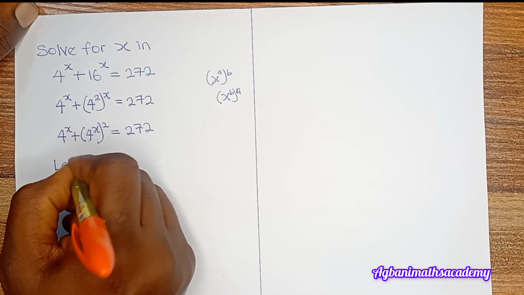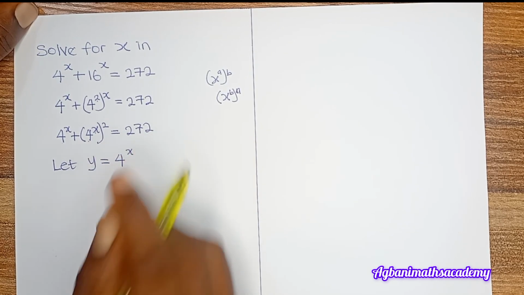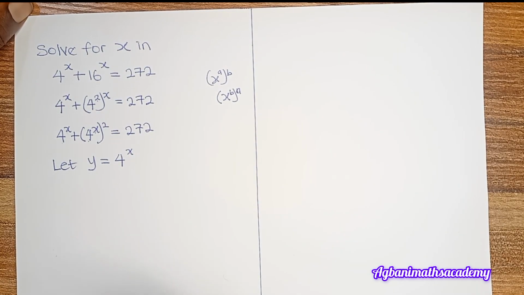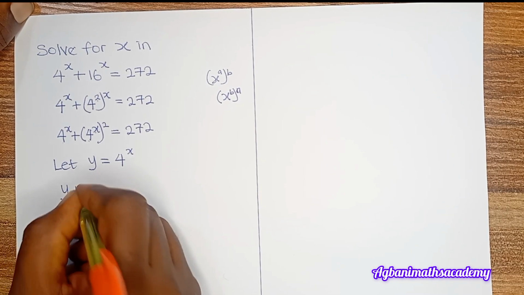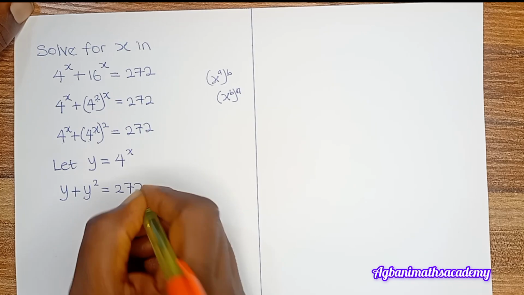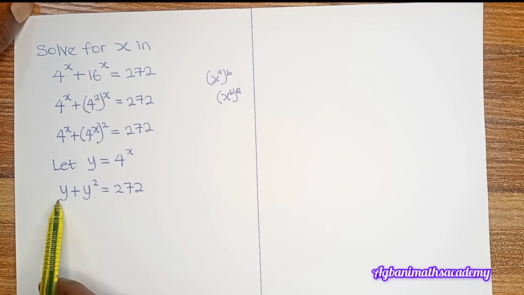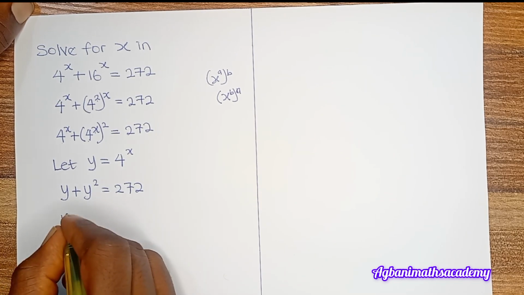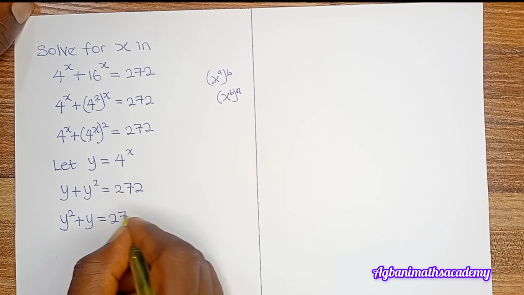Let y equal to 4 to the power of x. So instead of having 4 to the power of x, we are simply going to have y. So this will be y plus y squared is equal to 272. So we are trying to create a quadratic equation here. So let's move y squared to the front and y behind. So y squared plus y is equal to 272.